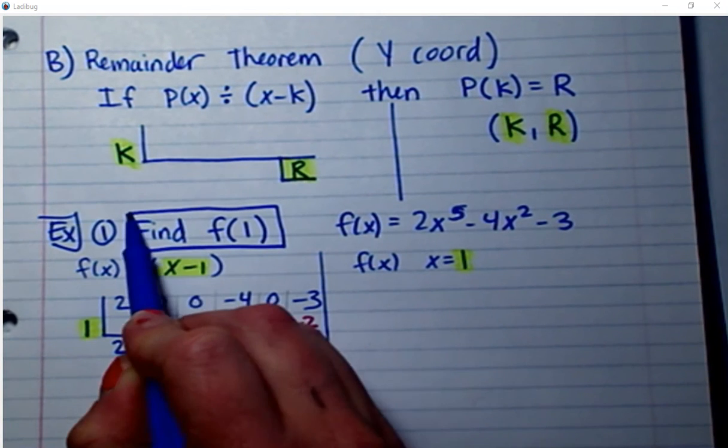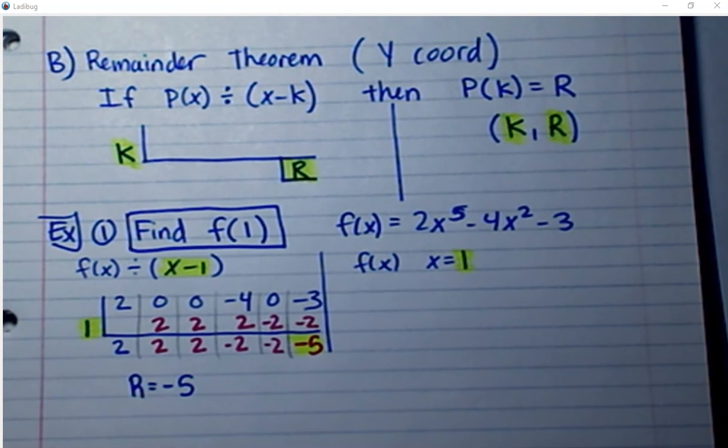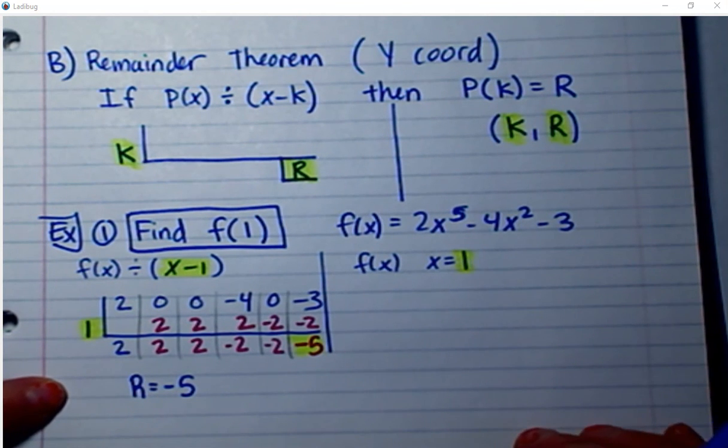Right? That's the question, right? Find f of 1. I get to pick whatever work I want to find f of 1. I'm showing you two ways. One way is using synthetic division because the remainder is actually the y-coordinate. And one way is the way that you're used to doing it. Just plug in the number.